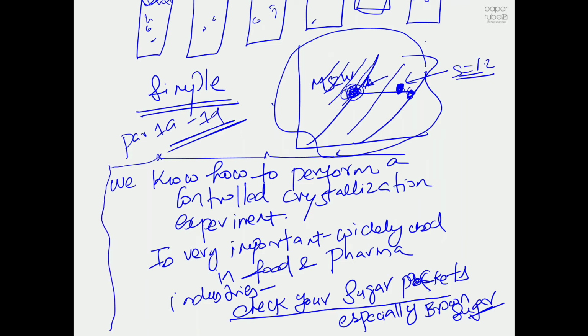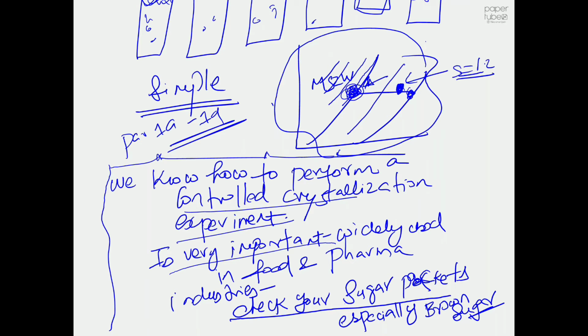So, we know how to perform a controlled crystallization experiment. And why we selected this experiment, or why we are learning this experiment, is extremely important, and it's widely used in food and pharmaceutical industries.